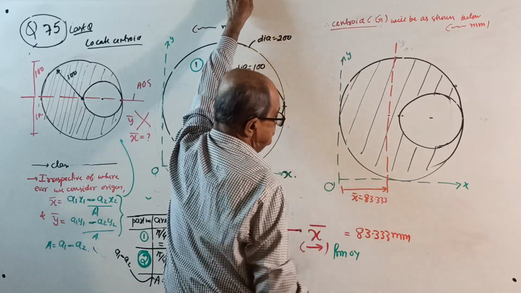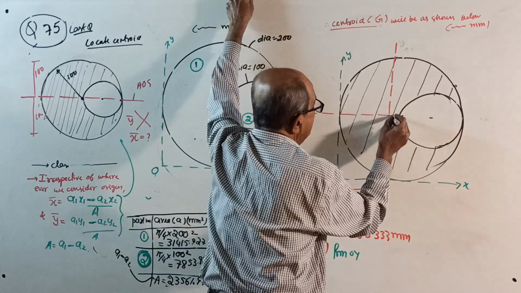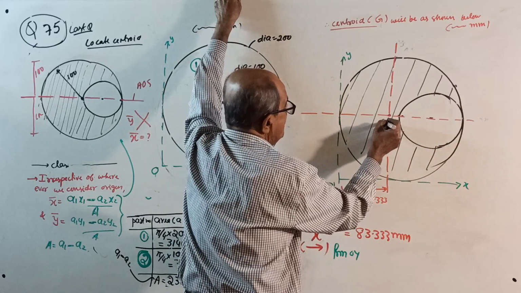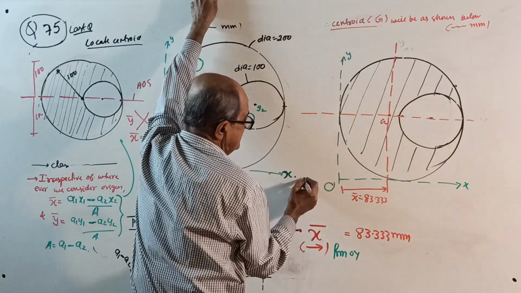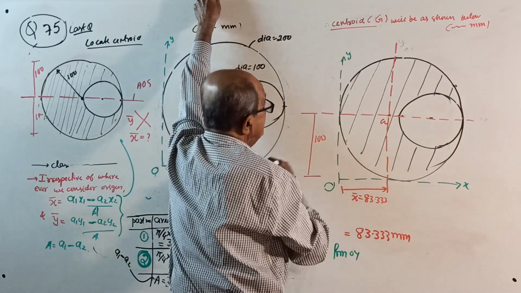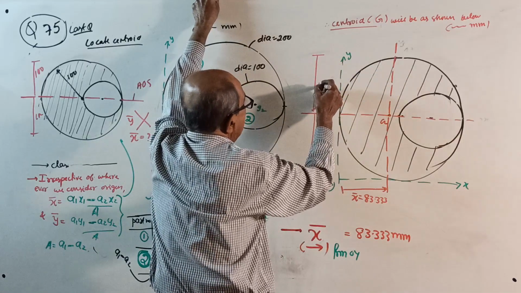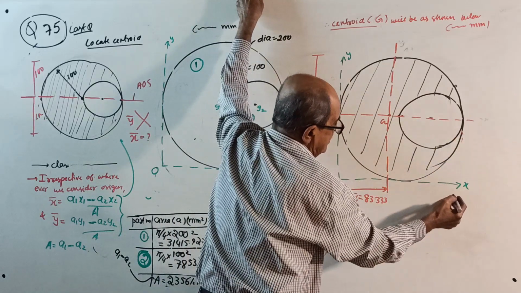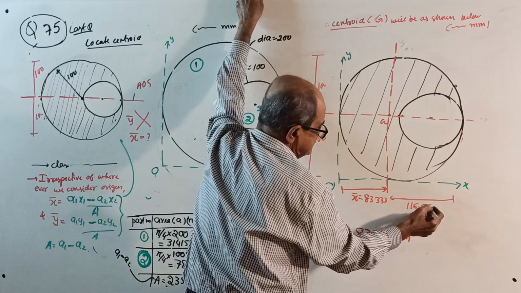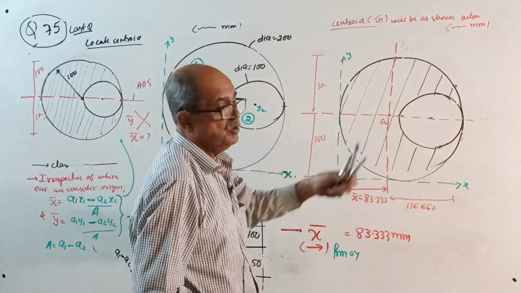Okay, then this axis of symmetry passes through the centroid of both. Therefore, this is the centroid G. From here, directly you can tell 100, from there also 100. But if you want it from here, it will be how much? 116.667. This is the answer. Okay, this question is over now.